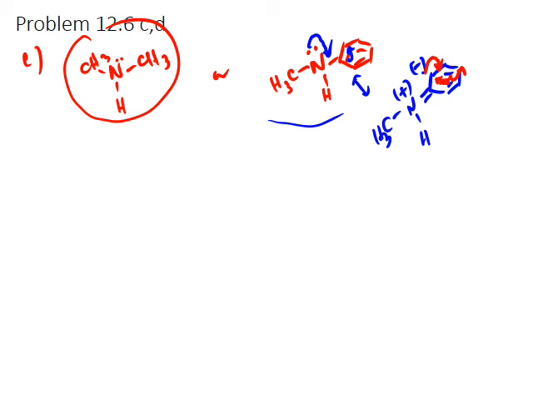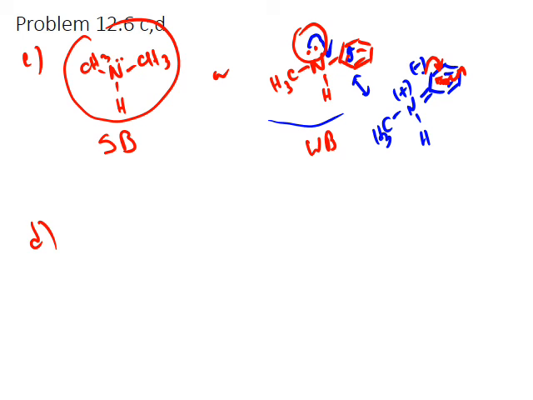Because of this dispersion of the electron pair throughout the ring structure, this pair of electrons on nitrogen is not readily available. So this is a stronger base and this is a weaker base. Because of the resonance, the electron pair is not available.